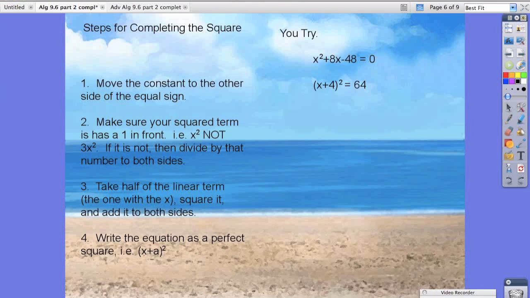Now it's your turn. Take the problem x plus 4 quantity squared equals 64 and solve the completed square.